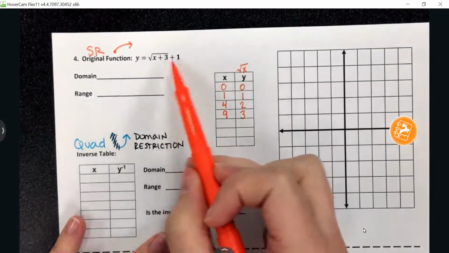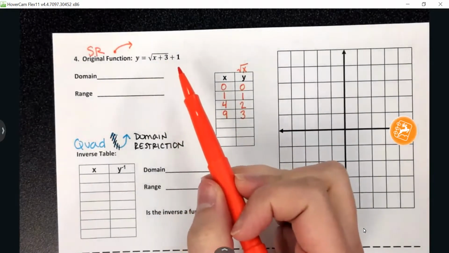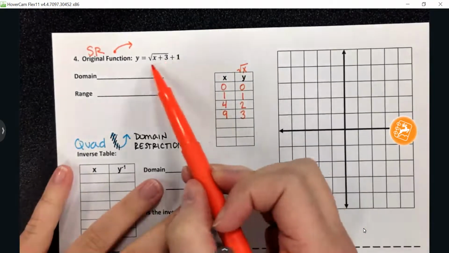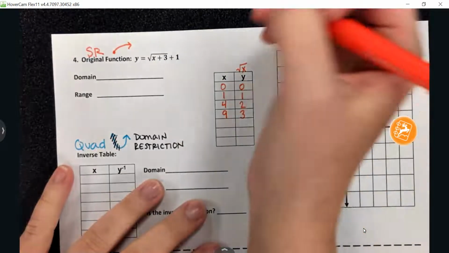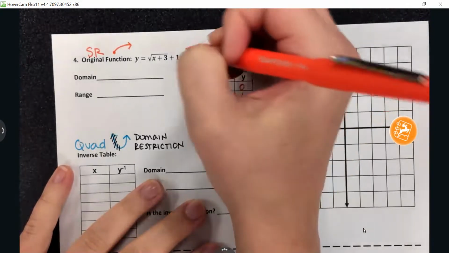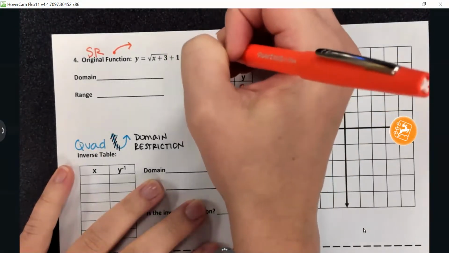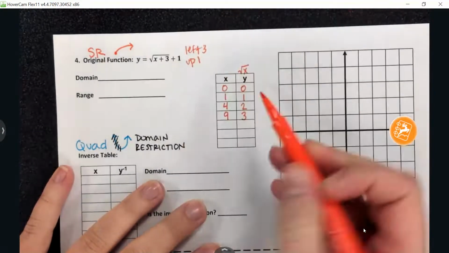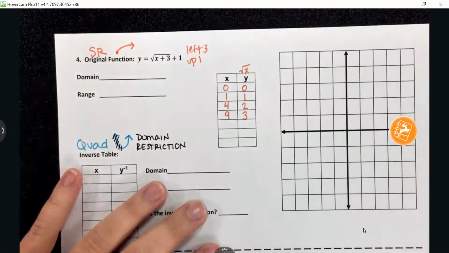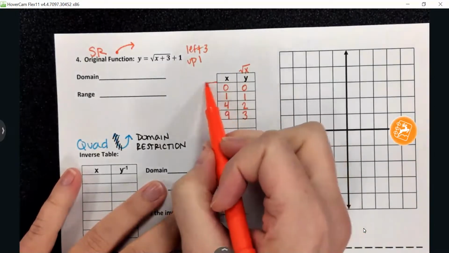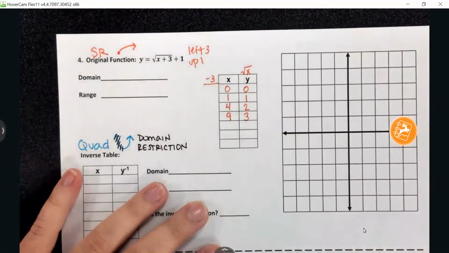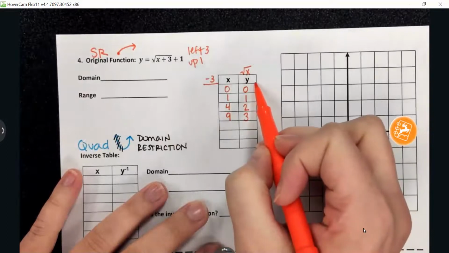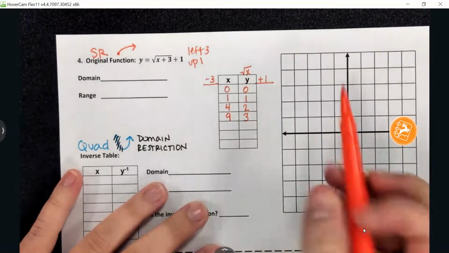Now, in order to graph the function it gives me, I have to know my transformations. What does a +3 on the inside mean? It moved left 3. And what else did it move? Up 1. So we need to put those on my table. Left 3 is in the X direction, so I'm going to subtract 3. And up 1 is a Y direction.